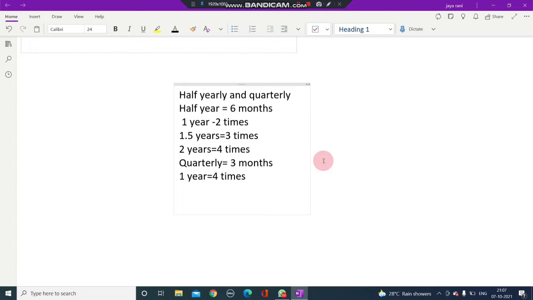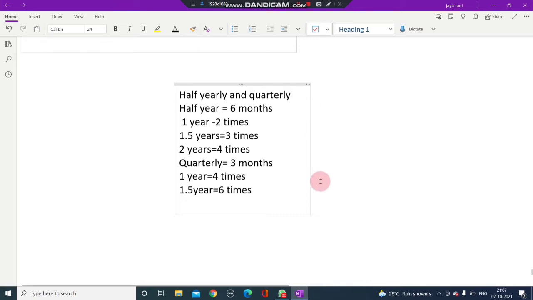Then what about 1.5 years? In 1.5 years how many times is interest calculated? We know that in 1 year, interest is calculated 4 times, and in 0.5 year, that is half year, which is 6 months, interest is calculated 2 times, because 6 is 3 into 2 and in every 3 months interest is calculated. Therefore in 1.5 years, 6 times interest is calculated.